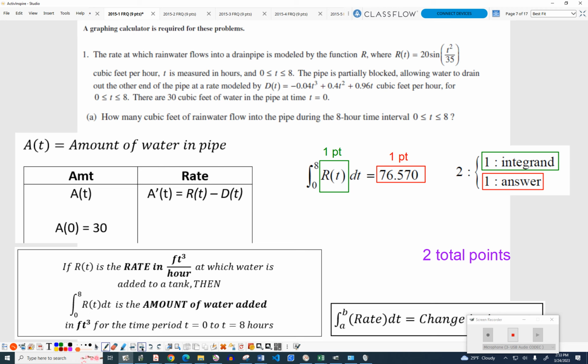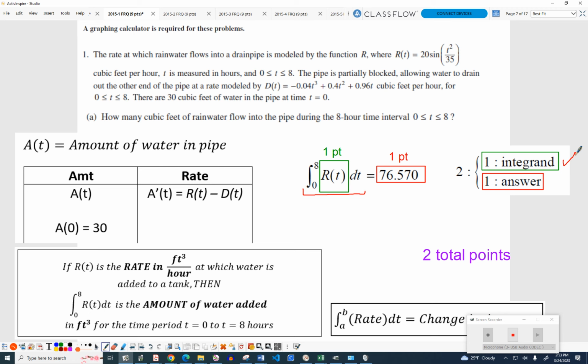My person did 30 plus the integral for R of t, so is that half credit? They did 30 plus this integral, right? That's a good question, Kenzie. So they will get the 1 point for the integrand, but they won't get the answer point. My person is like R of 8 minus R of 0.